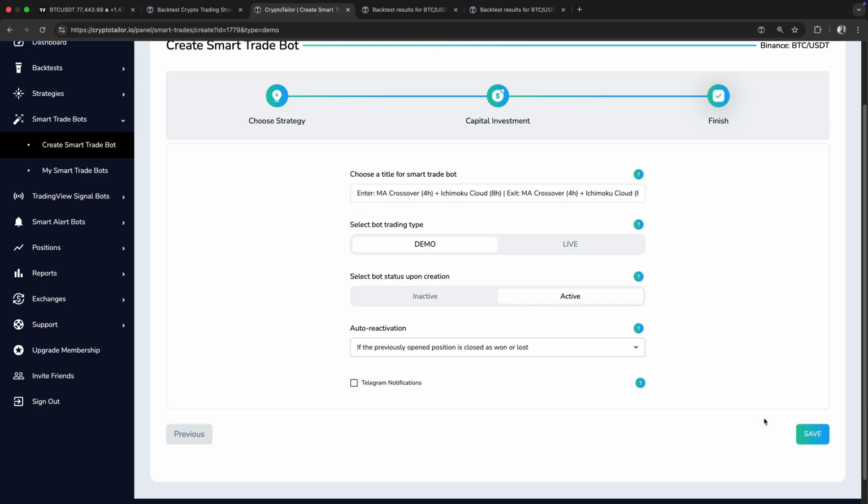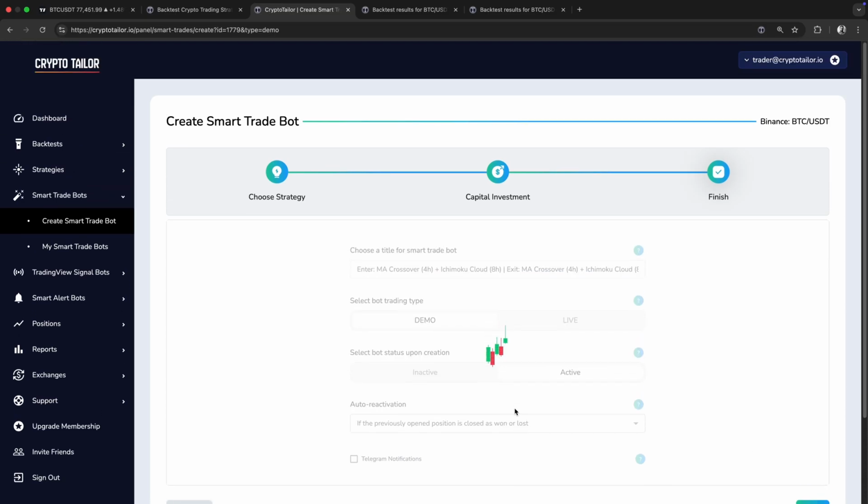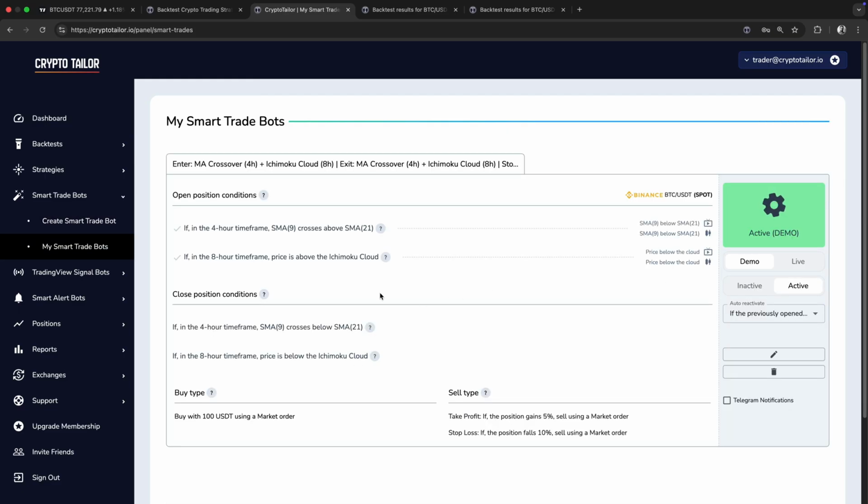Once you click save, your bot will begin monitoring the market based on your conditions. For this setup, it will open a position in demo mode using virtual funds when both of our buy conditions are met. That is, the price is above the Ichimoku cloud on the 8-hour time frame, while on the 4-hour time frame, the short moving average crosses above the long moving average.